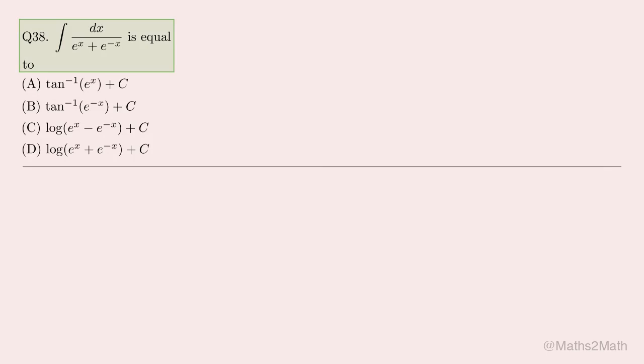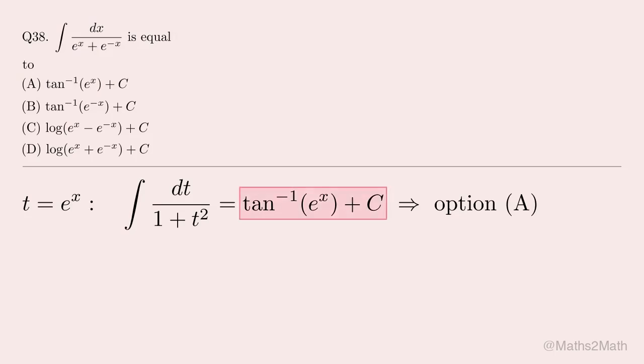Question 38, multiple choice. Multiply through by e to the x. An arctangent of the exponential appears. With t as e to the x, the integral is dt over 1 plus t squared. Arctangent of e to the x. Option A.